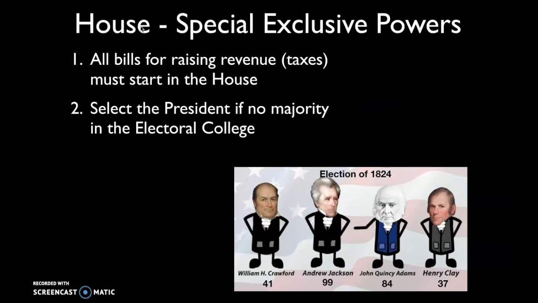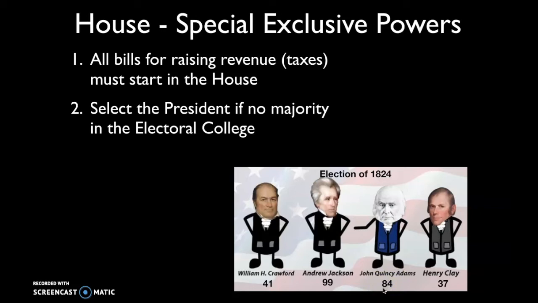Second, the House of Representatives gets to select the president if there is no majority in the Electoral College. Now, this does not happen very often. It potentially could happen if there was ever a tie, 269 to 269. One time it did happen was in the election of 1824. Here you can see the four men who were vying for the presidency. And if you just look at the number of electors each candidate received, it would seem to me that Andrew Jackson would win this election and become the president.